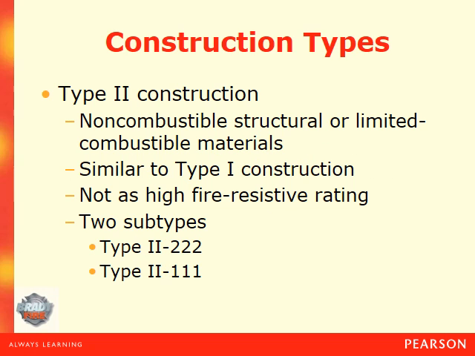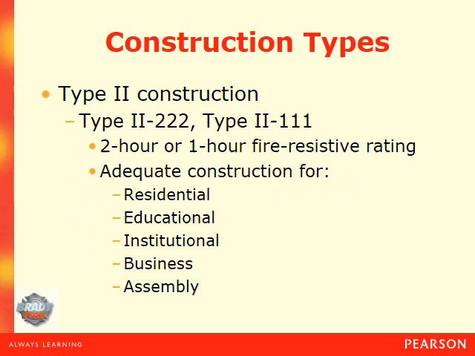Moving on to our Type 2 construction, which has non-combustible structural or limited combustible material. It's similar again to the Type 1 construction, but doesn't have as high fire-resistant ratings, as seen here below in terms of the hour ratings for all the walls. So it has to have 2-hour, 1-hour fire-resistant rating. It's adequate construction for residential, educational, institutional, or business assemblies.